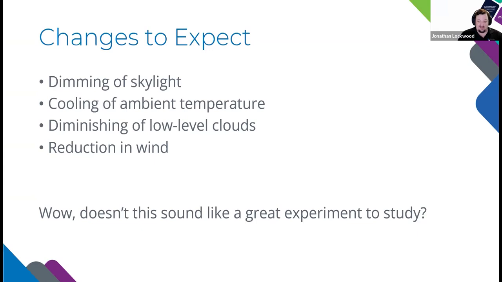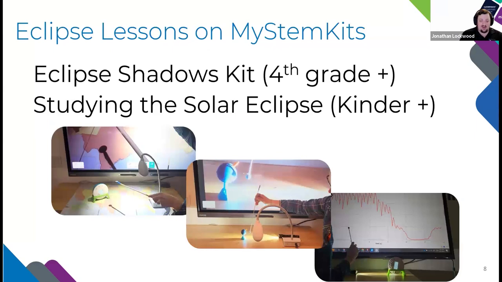And all of these things definitely sound like great things that we could study with our students and try to find relationships between things like light levels and temperature. And that's where the Labdisc is a great tool for us to use to do that. So to help you out, and I'll mention these to start, we have 4 different lessons available on My STEM Kits where you can actually use them prior to the eclipse and during the eclipse with your students, or even after the eclipse, some of them.